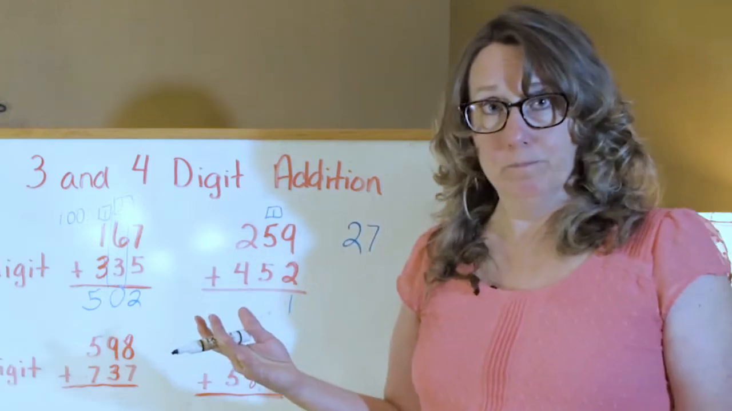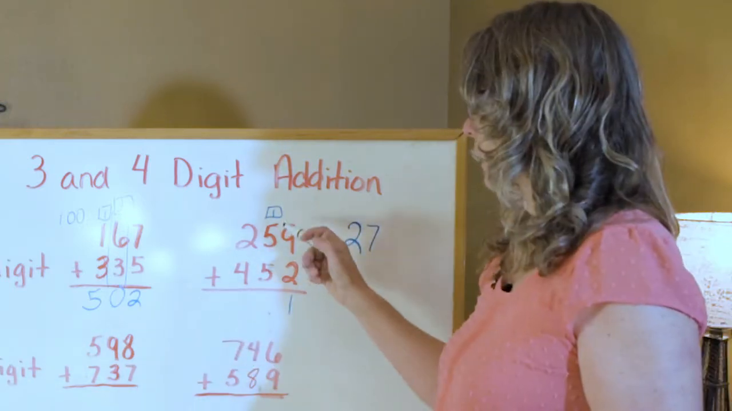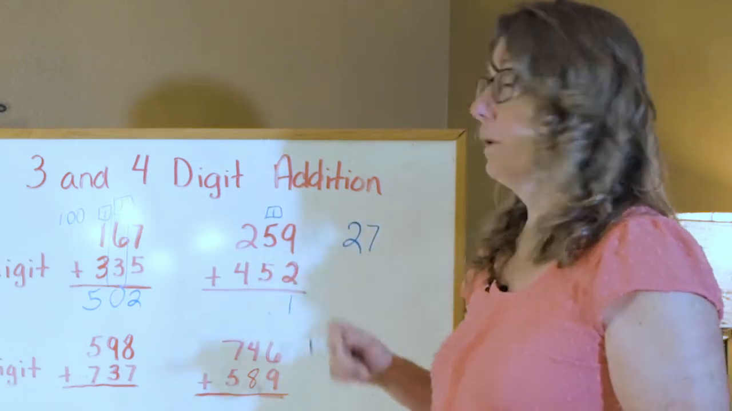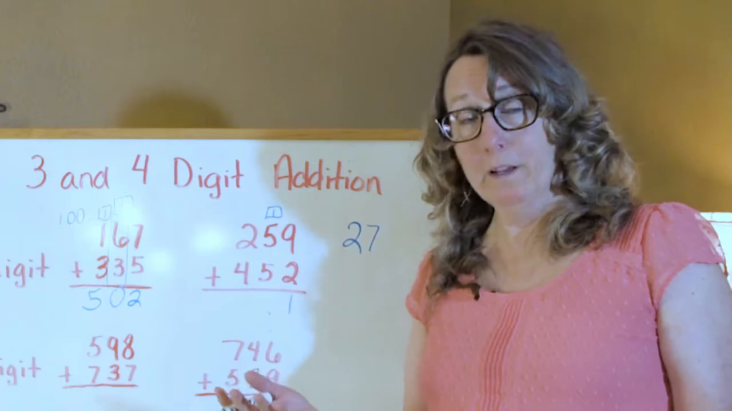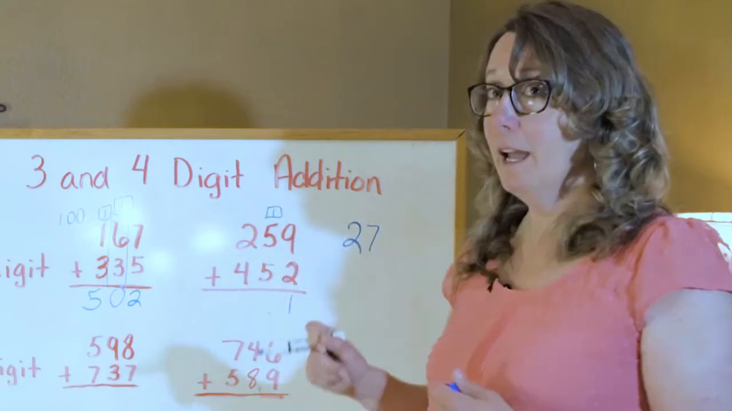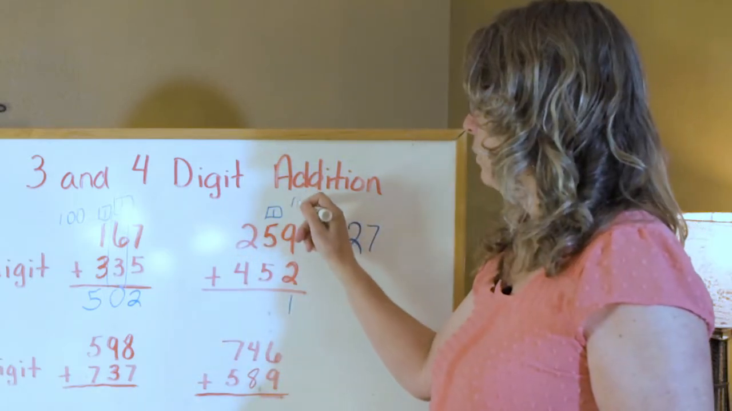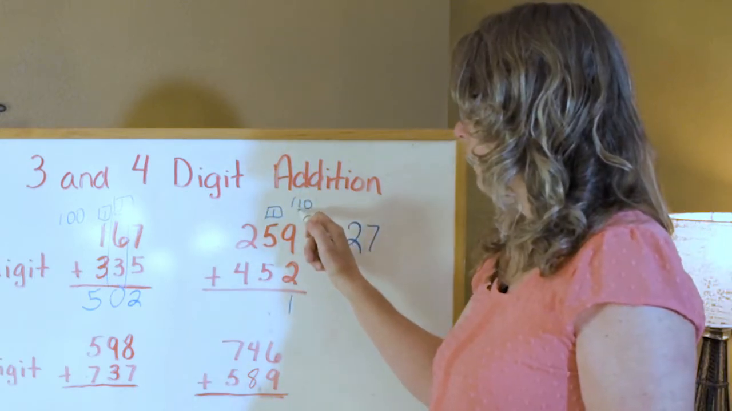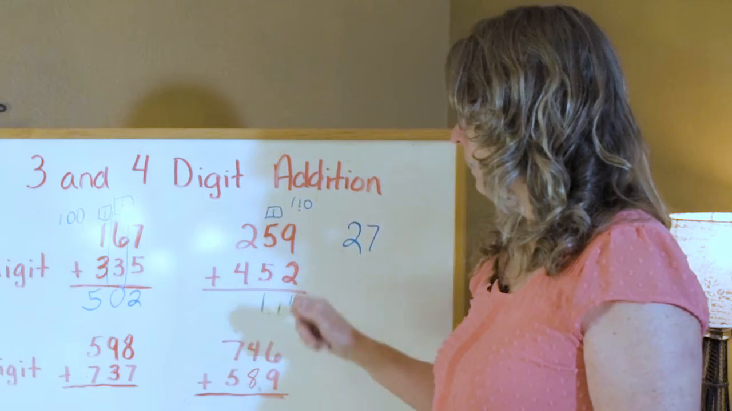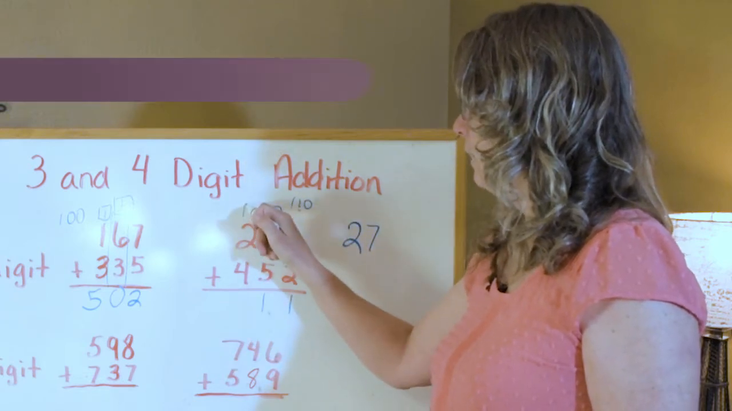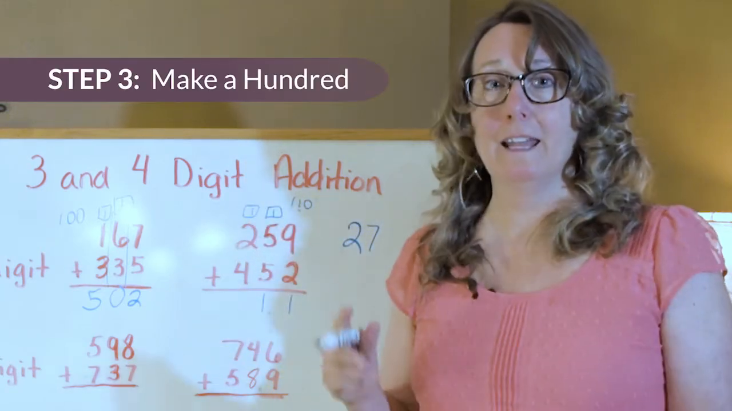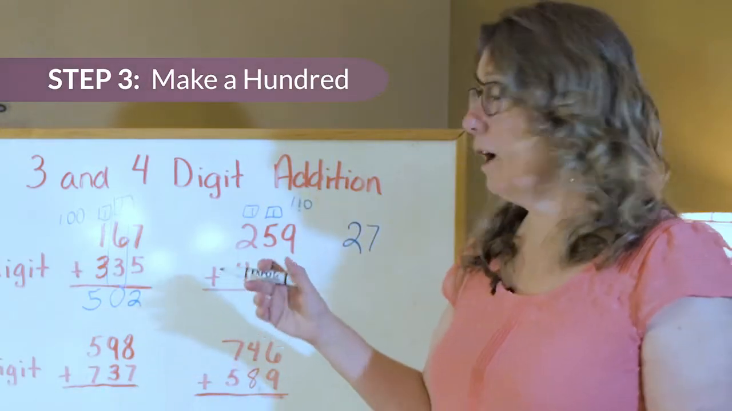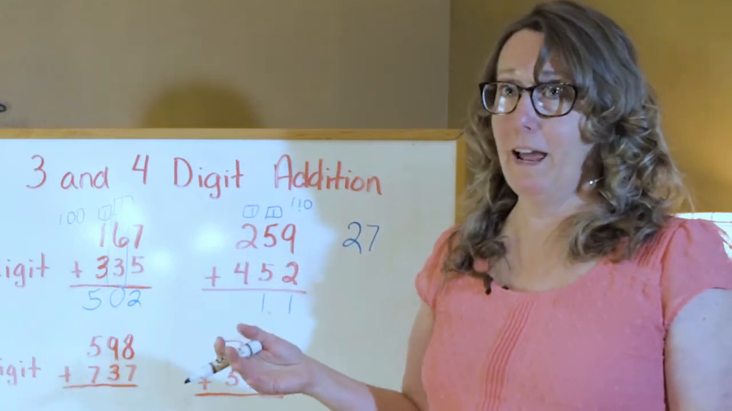Okay, step 2. Now we're going to add the tens. We're going to add 50 plus 50 plus 10. Well, this is pretty easy. 50 plus 50 is 100, right? And another 10 is 110, which looks like that, 110. So you can see the tens place is going to have a 1, and now we're going to have a 100 that has to go into the hundreds place. Now we have to add up the 100s, the last step.